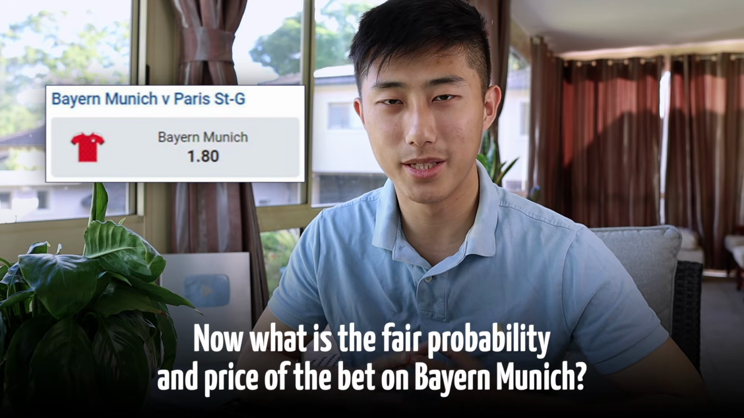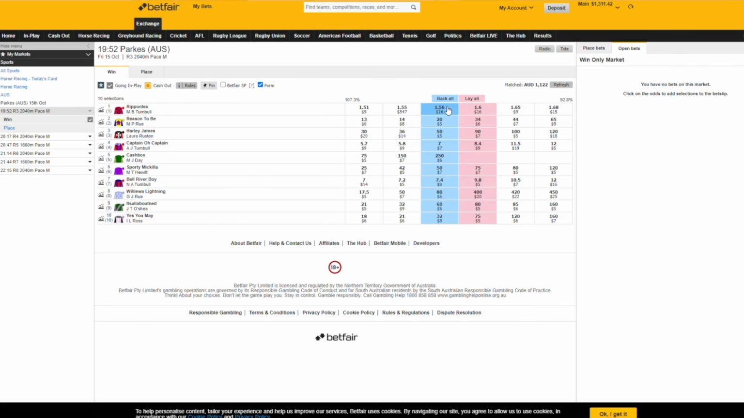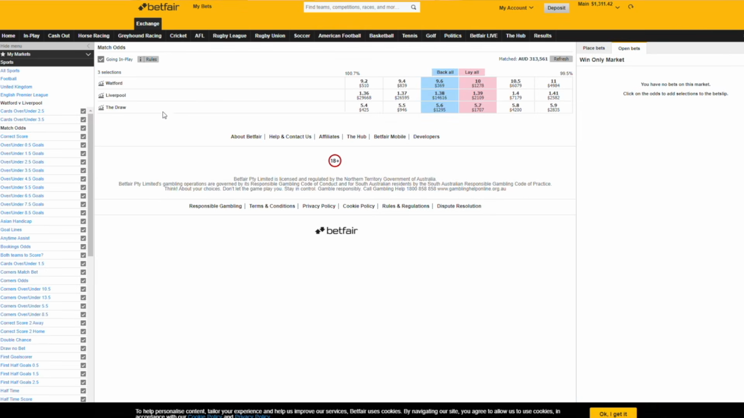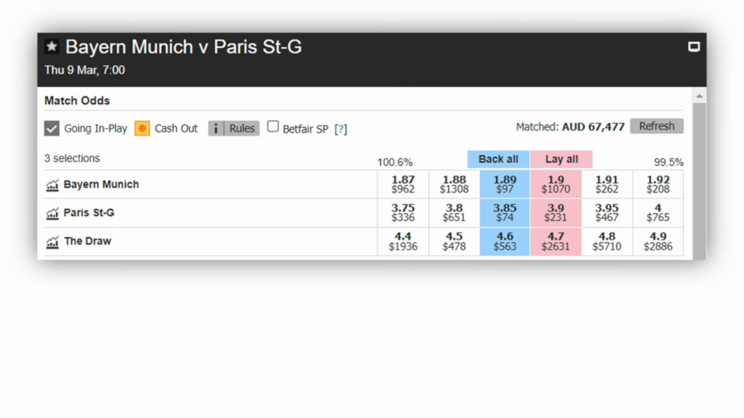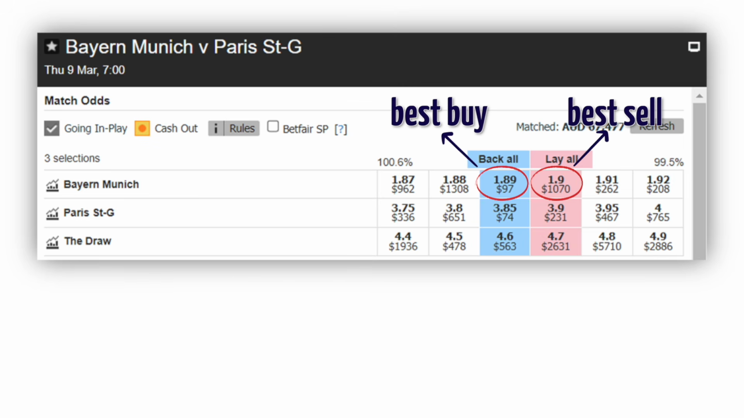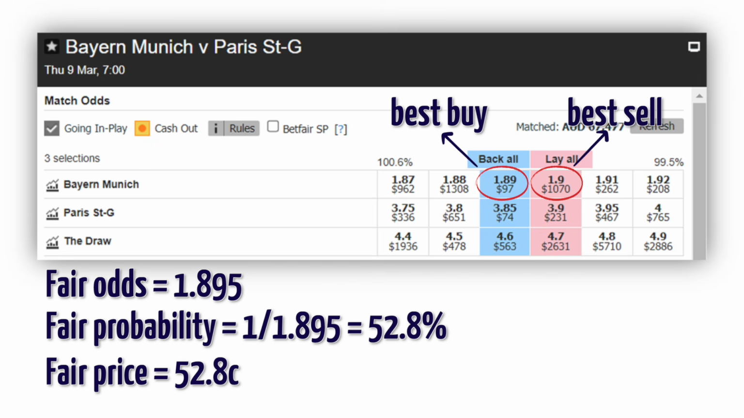Now, what is the fair probability and therefore price of the bet on Bayern Munich? We can get that from the market, otherwise known as a betting exchange, which allows people to enter prices they are willing to buy and sell certain items and trade with each other. In this case, the product is bets on Bayern Munich. As a result, based on supply and demand, the odds and therefore the probability and price eventually settle to a fair value, which is the fair odds of 1.895, the midpoint of the best buy and sell odds. Therefore, the fair probability is 1 divided by 1.895, which is 52.8%. This means we can think of the fair price as 52.8 cents.